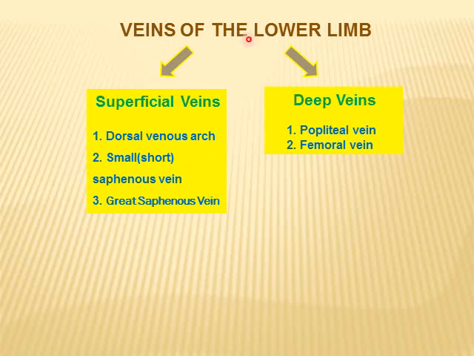Now we'll talk about the veins of the lower limb, or venous drainage of the lower limb. It can be divided into superficial veins and deep veins. Superficial veins include the dorsal venous arch, small saphenous, and great saphenous veins, while the deep veins include the popliteal vein and femoral vein.